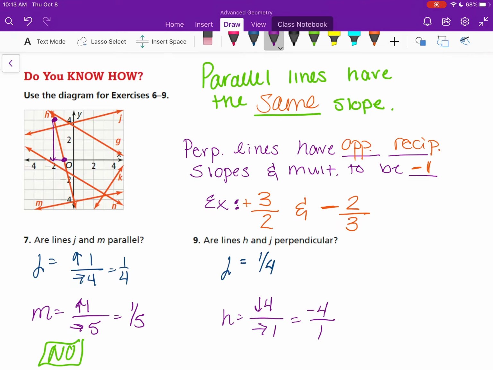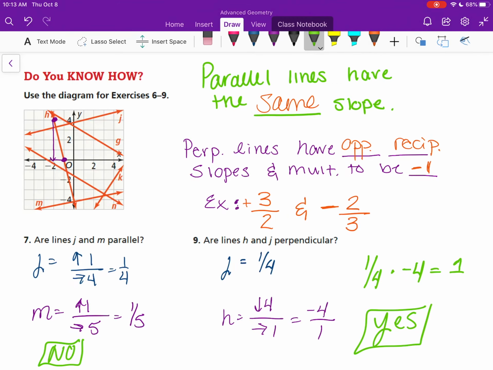So let's look at that. Are those perpendicular, which means are they opposite reciprocals that multiply to be negative 1? I do believe they are. Open up that calculator and check. Is 1/4 times negative 4 equal to negative 1? Yes, it is. So yes, these are perpendicular.